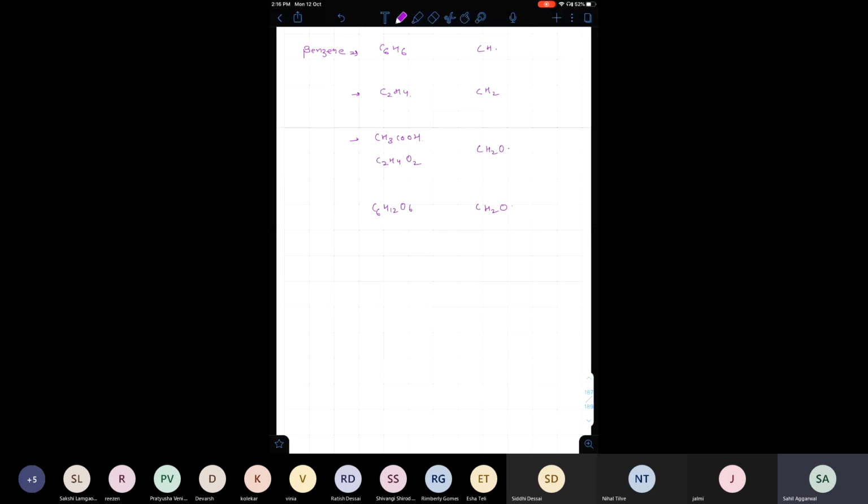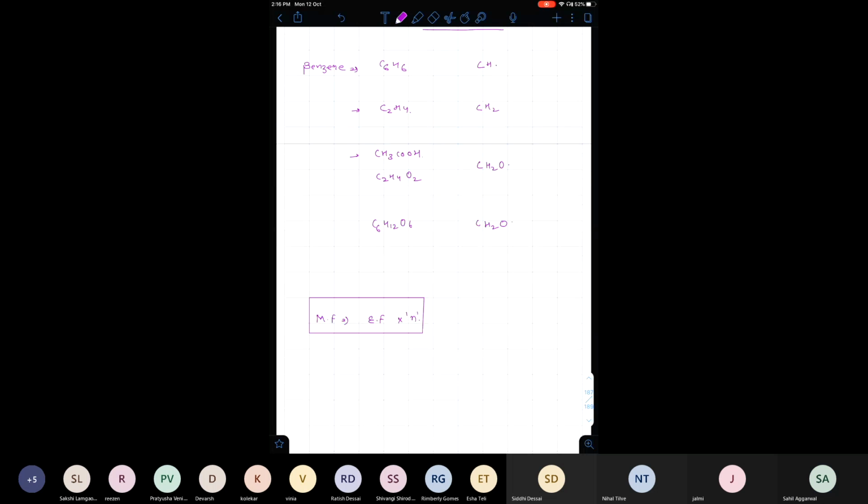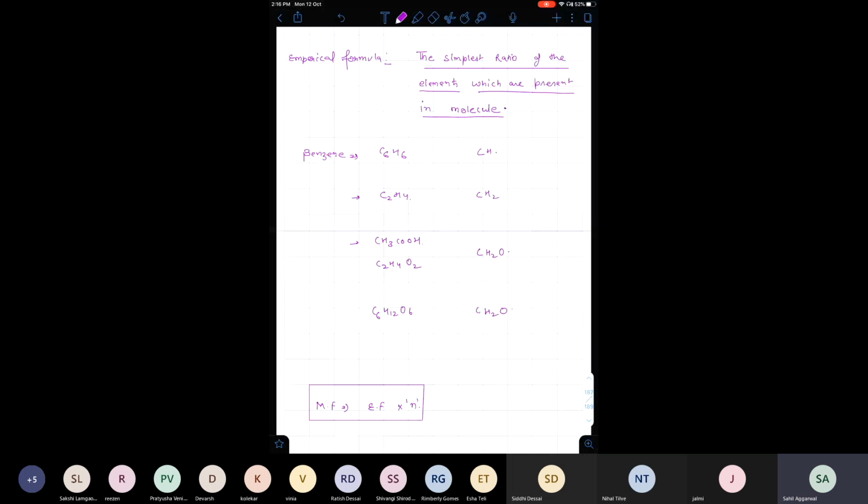Now, how to go from molecular formula to empirical formula? We can say molecular formula is equal to empirical formula into some n, that is an integer. The number by which we had divided, we will multiply it again with that number.